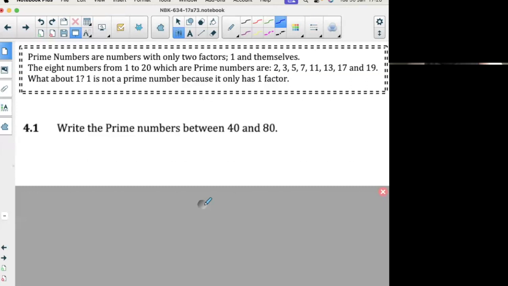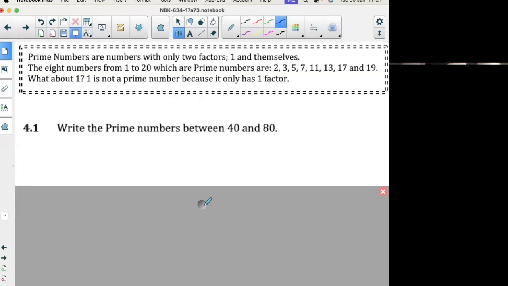So our question says to us, number 1. Write prime numbers between 40 and 80. So last year in grade 7, they might have given you questions that were really nice and easy. Maybe they asked you the prime numbers between 1 and 20, and those were nice. We know what those are, okay? Now they're asking you, write the prime numbers between 40 and 80.